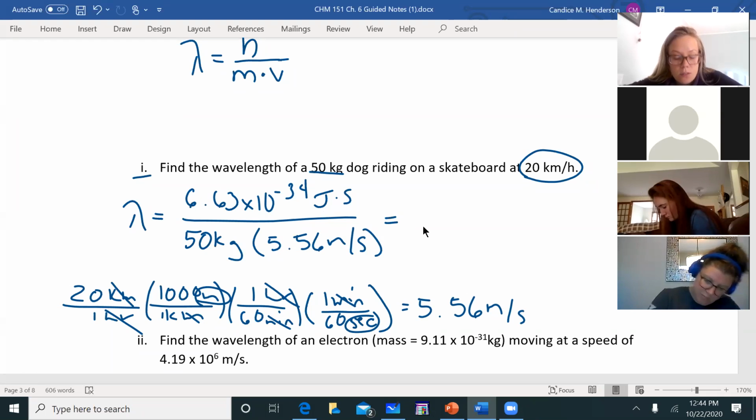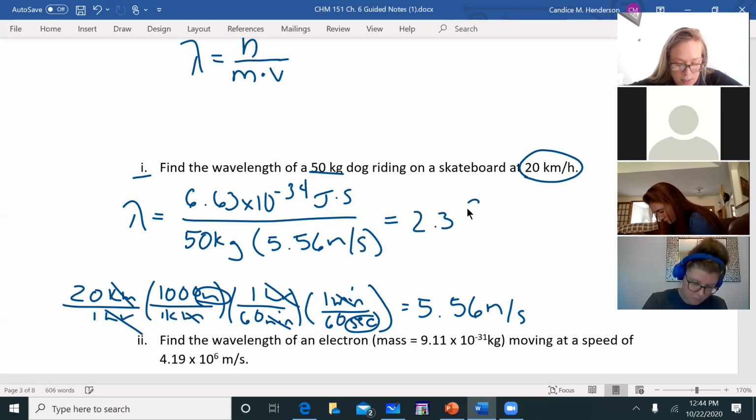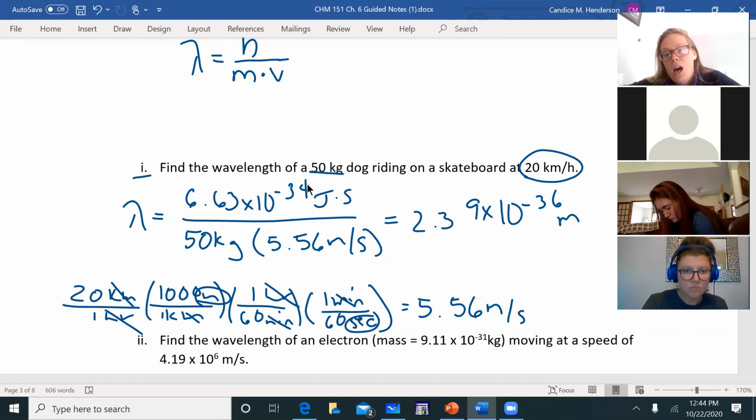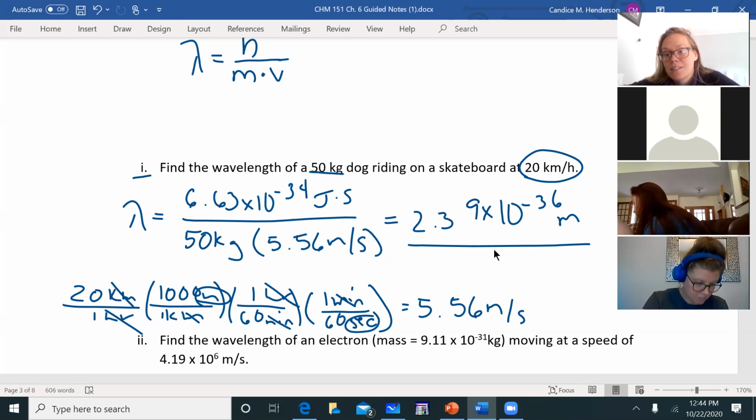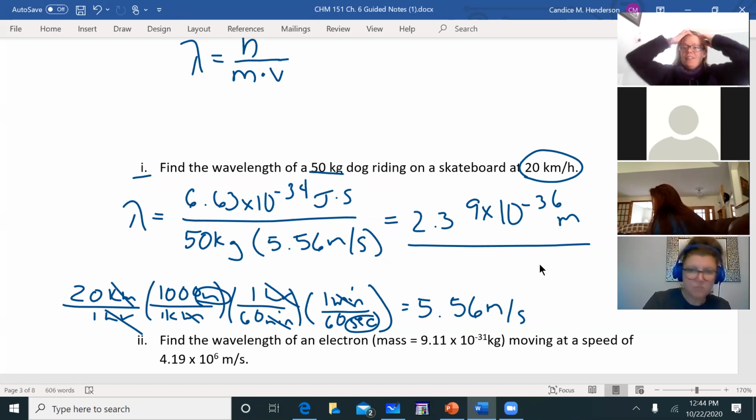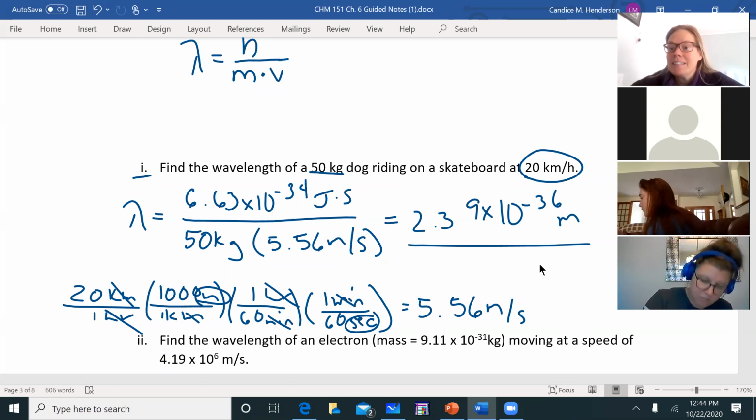Now, when we run this through the calculator, we're going to get a really, really teeny tiny number, 2.39 times 10 to the negative 36 meters. So a dog on a skateboard is creating a wave propagation, but that wave propagation is on a factor of 10 to the negative 36 meters. So compared to the size of the dog, it doesn't really do anything.